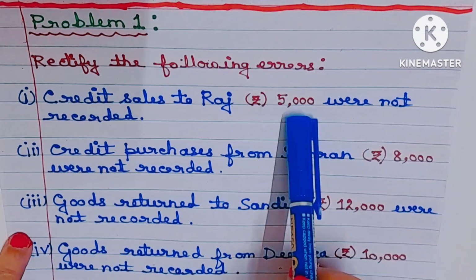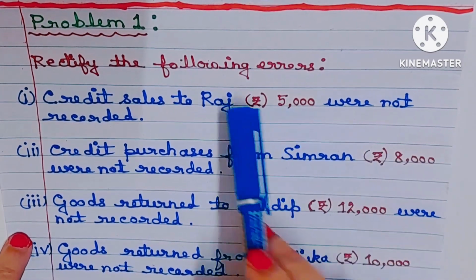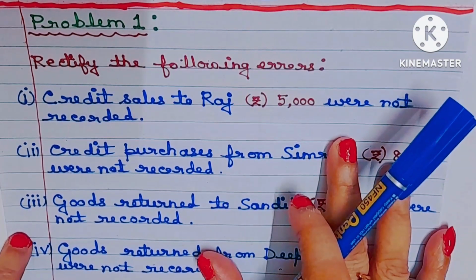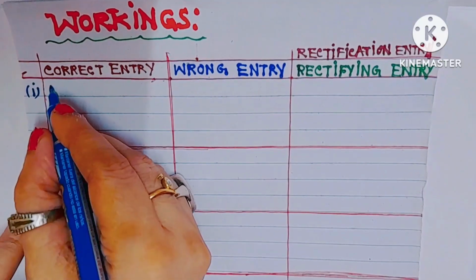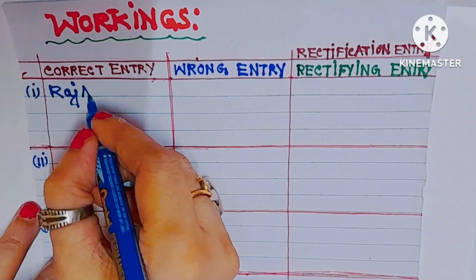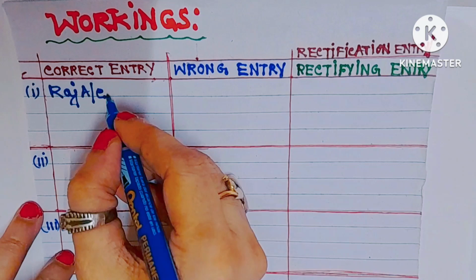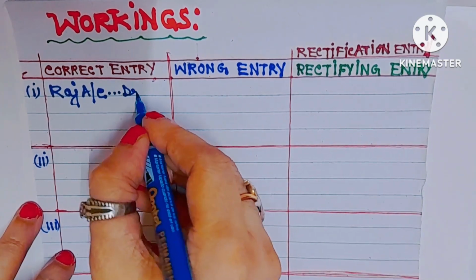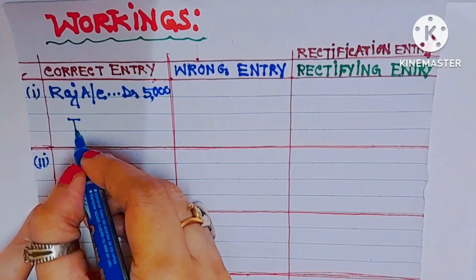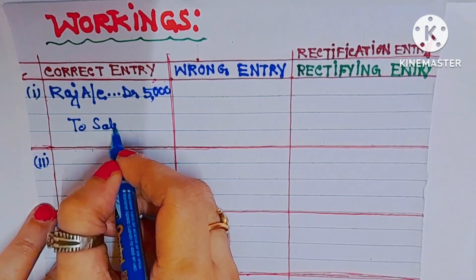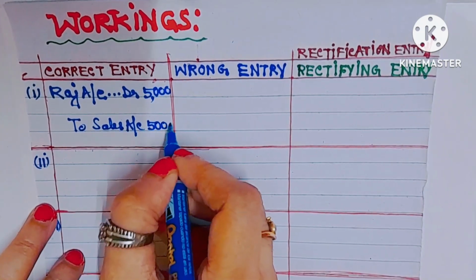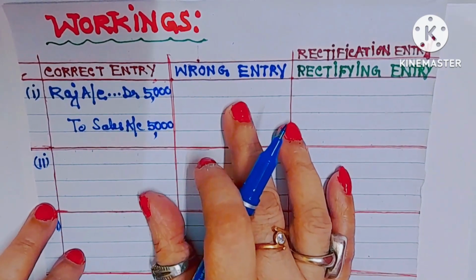What will be the journal entry? The journal entry will be Raj account debit to sales account. Okay, 5000. So let's write Raj account debit $5,000 to sales account. 5000. So what is the wrong entry?